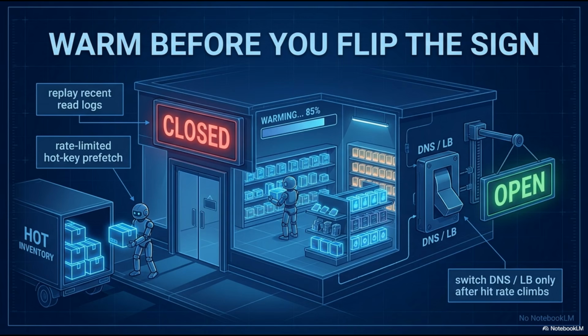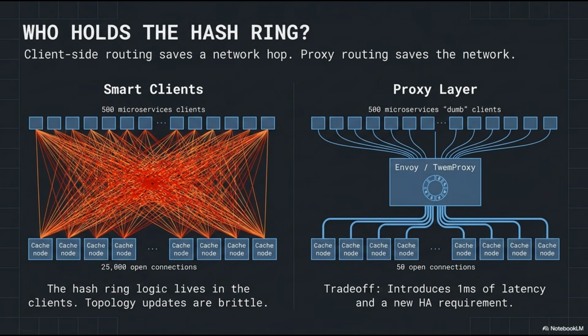You implement background asynchronous workers that replay recent read logs, or you run scripts that specifically query your known hottest entities from the database at a strictly rate-limited pace. You prefetch them. Right. You prefetch and insert those values into the new cache cluster until its hit rate climbs to a safe threshold. Only then do you update the DNS or the load balancer to route live client traffic to the new fleet.